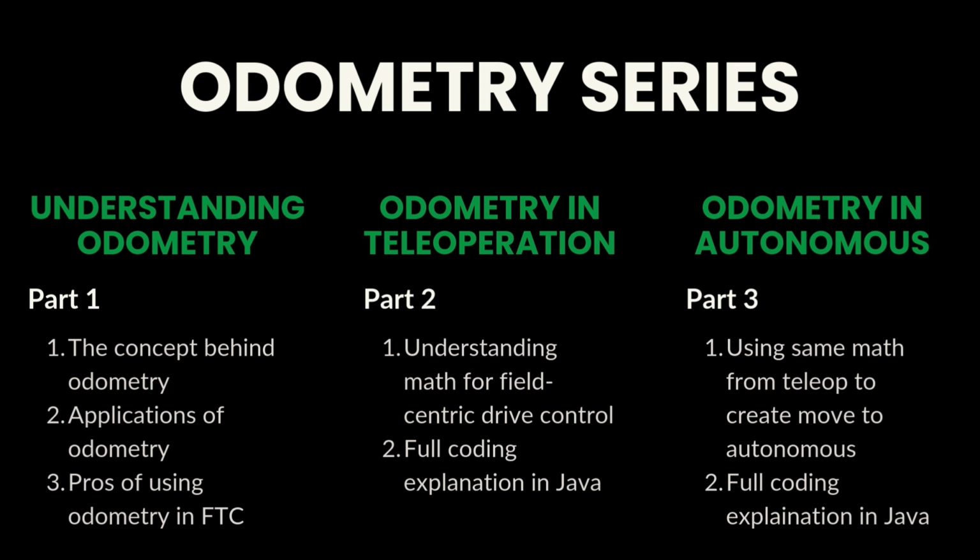Then next, we'll specifically look at how you can use odometry in autonomous. So we'll use the same math from teleop to create a motion planning system. Here we'll also look at how you can use Java to code this system in both on-bot Java and Android Studio. So after watching all 3 parts, you'll get a very good understanding of how you can implement odometry in your FTC teams to leverage it in your software and overall help you win competitions as a whole.